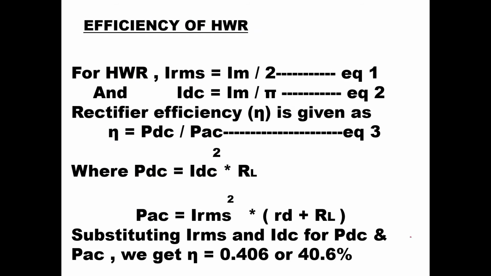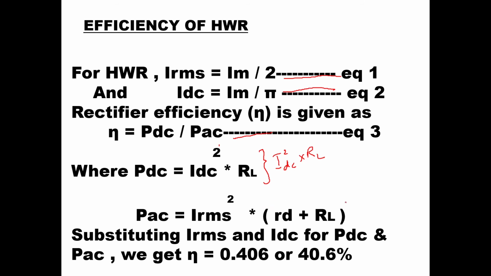So here you can see for the half wave rectifier, as we have taken earlier also, IRMS is equal to Im by 2. This is equation number 1. And IDC is equal to Im by pi, equation number 2. And efficiency is given by DC power upon AC power. So if you substitute DC power as I square DC into RL, this is nothing but I square DC into RL. This is your DC power.